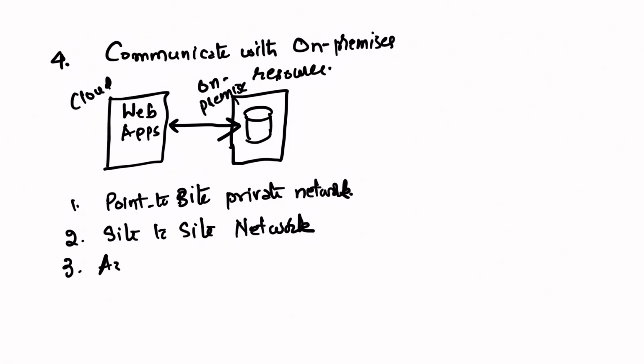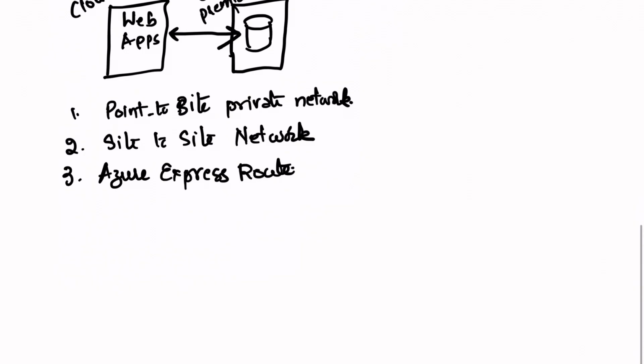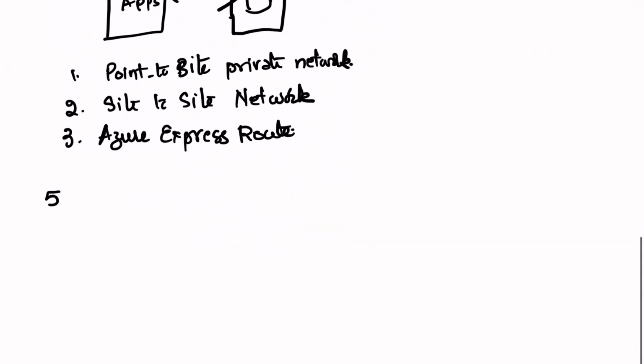There's another way of doing it using Azure ExpressRoute. In Azure ExpressRoute, you don't talk to Azure resources over the internet. You use Microsoft infrastructure to create a communication between Azure resources and on-premises resources.